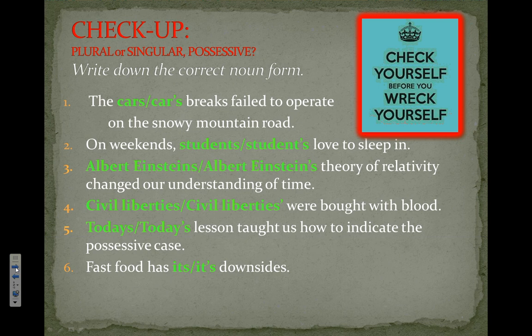Let's check yourself. All you have to do for this in your notes is jot numbers 1 through 6. You do not have to write the sentence. Just take a quick minute, read each sentence, and write down what you think is the proper form of the noun, whether it's plural or possessive. So number 1, the car's brakes failed to operate on the snowy mountain road.